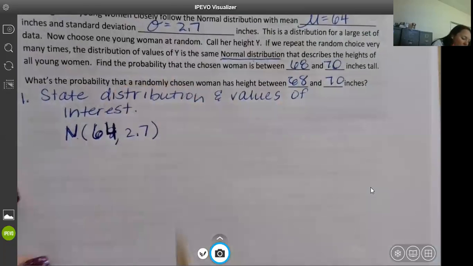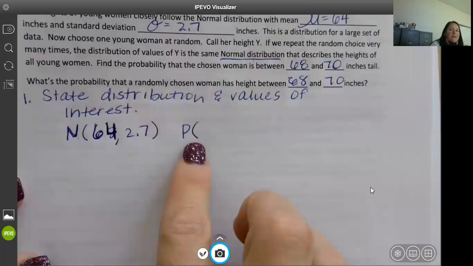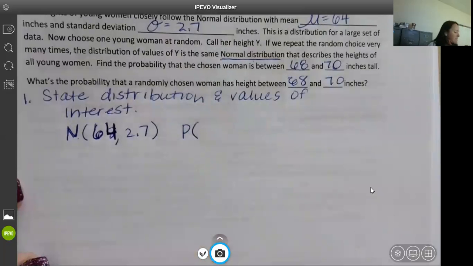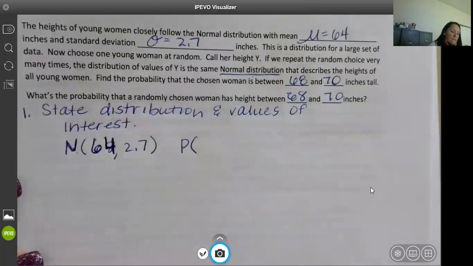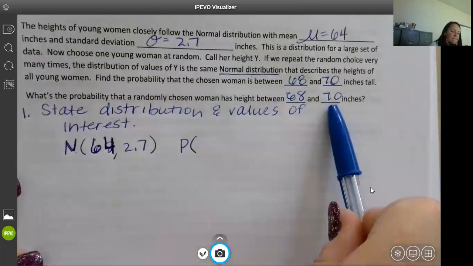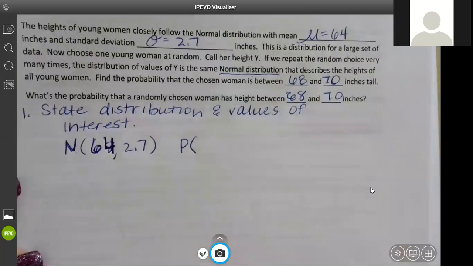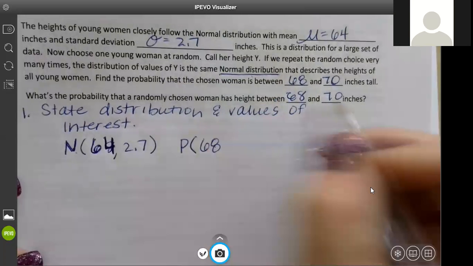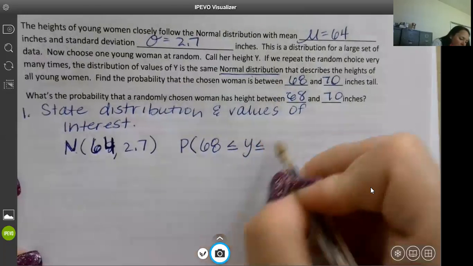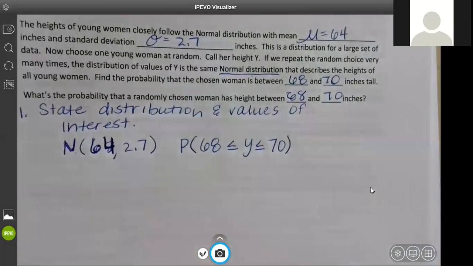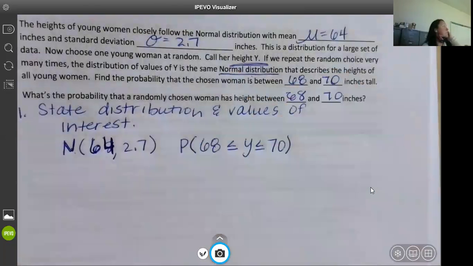So then the probability we're looking for, and you guys need to be able to write this, is what? What goes inside that parenthesis? If we want heights between 68 and 70. Think back to yesterday. Would it be 68 is less than or equal to y is less than or equal to 70? Why'd you use y? Because the problem said call her height y. Yesterday they said x, so we use x. So watch what they put in that problem for you.